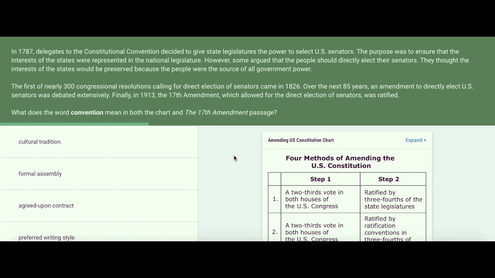The first of nearly 300 congressional resolutions calling for direct election of senators came in 1826. Over the next 85 years, an amendment to directly elect U.S. senators was debated extensively. Finally, in 1913, the 17th Amendment, which allowed for the direct election of senators, was ratified.